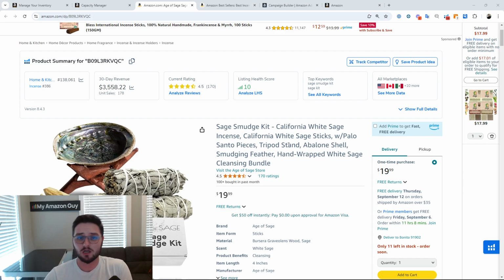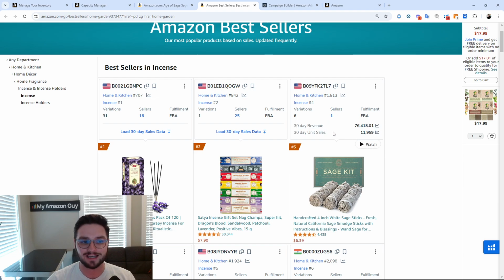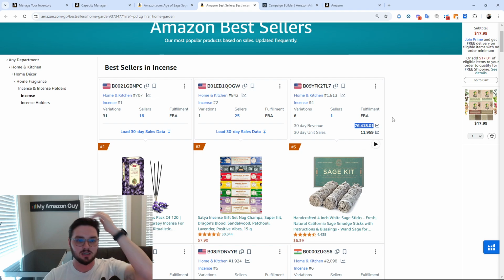So first and foremost, you should understand what your competition is like and what they are doing from a sales perspective. But how do you go about that? Well, if we go to the actual incense category here, we can see what some of our competition from Sage Sticks are doing. We have this nifty little tool from Helium 10 where you can load in the actual 30-day revenue and unit sales of products. You can see that this product is doing roughly 12,000 units per month, just under that, and $76,000 in revenue.